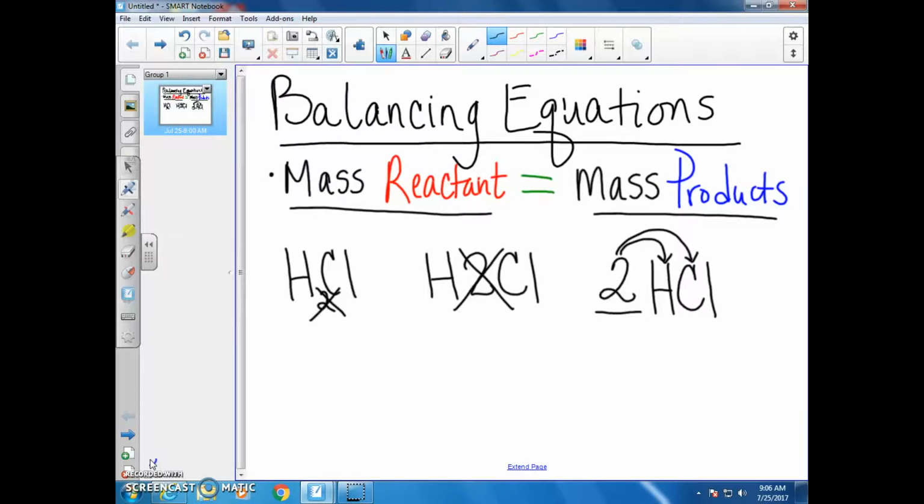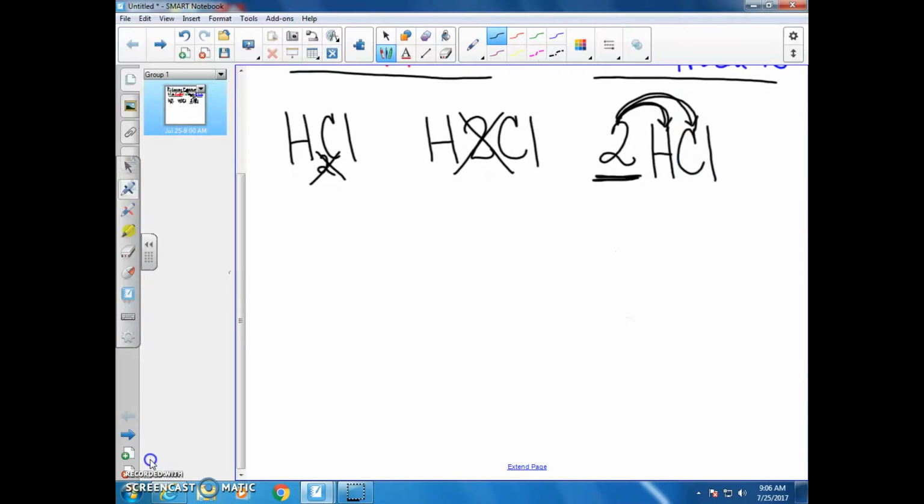So keep in mind that this is like math. When you stick this number out here, this coefficient, you're going to multiply or distribute that number to both of the elements, or however many elements there are. All right, let's do some practice problems.